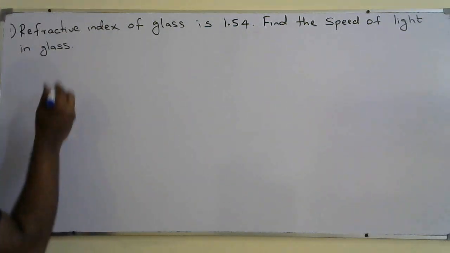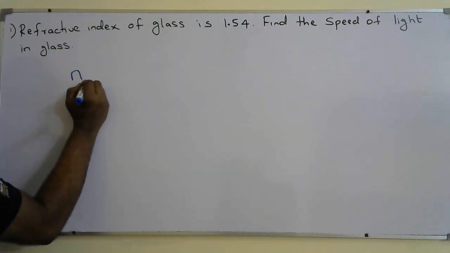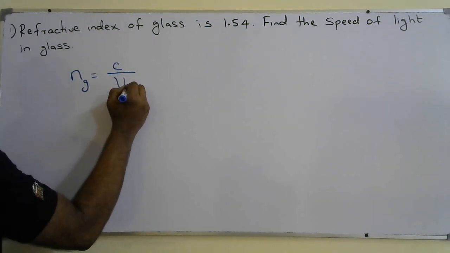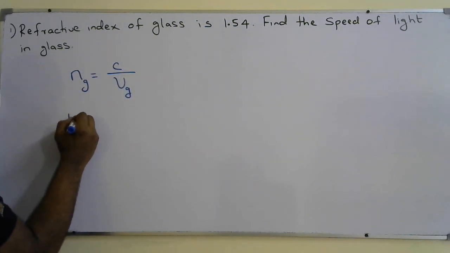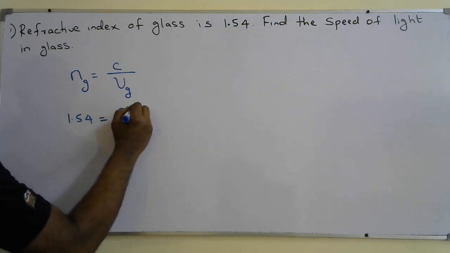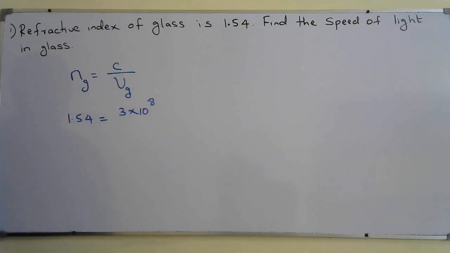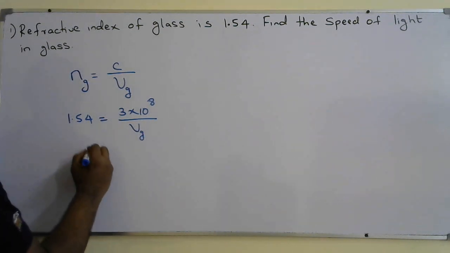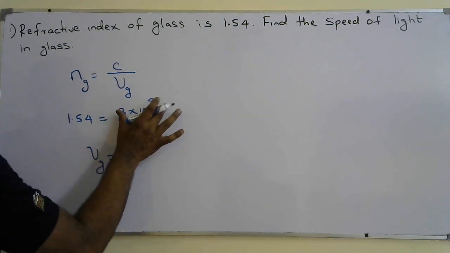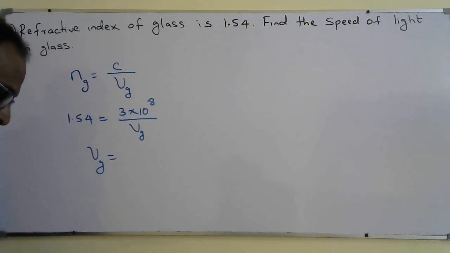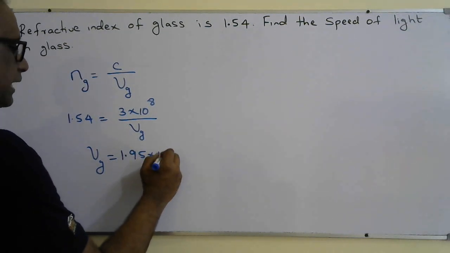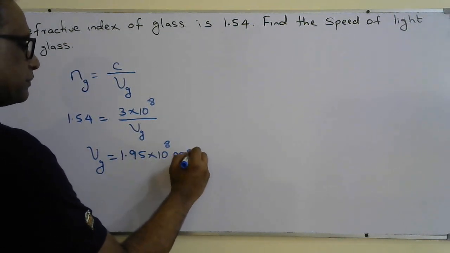We know that according to the definition, the refractive index of glass is equal to the speed of light in vacuum divided by the speed of light in glass. So 1.54 equals 3 times 10 to the power 8, that's given in the data sheet, divided by Vg, the speed of light in glass. Dividing this by this, you will get 1.95 times 10 to the power 8 meters per second.